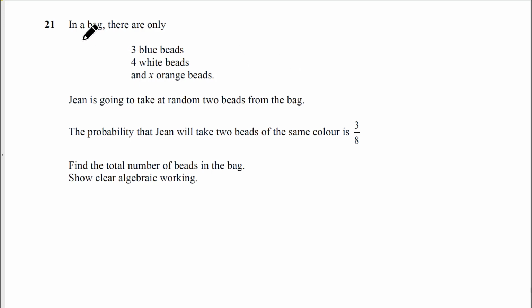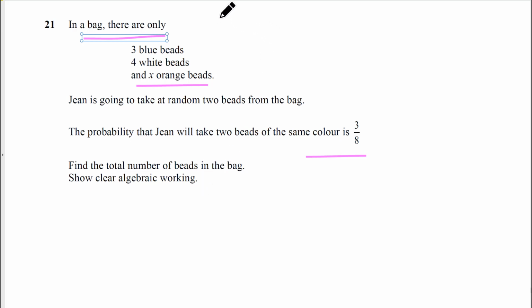So in a bag there are only 3 blue beads, 4 white beads and x orange beads. She's going to take at random 2 beads from the bag, so she doesn't put them back. The probability that Jean will take 2 beads of the same colour is 3 over 8. Find the total number of beads in the bag, show clear algebraic working. So, 2 beads of the same colour.